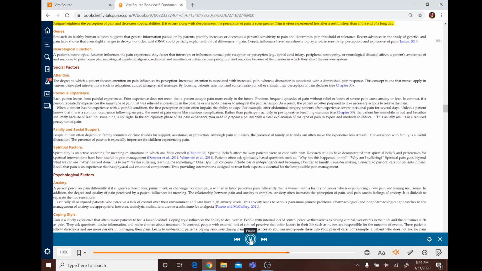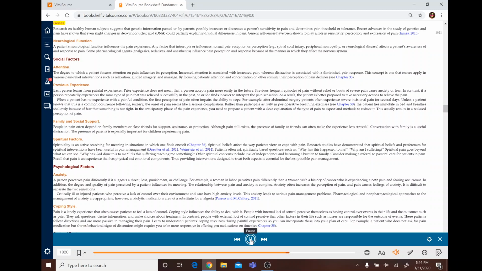Fatigue. Fatigue heightens the perception of pain and decreases coping abilities. If it occurs along with sleeplessness, the perception of pain is even greater. Pain is often experienced less after a restful sleep than at the end of a long day.